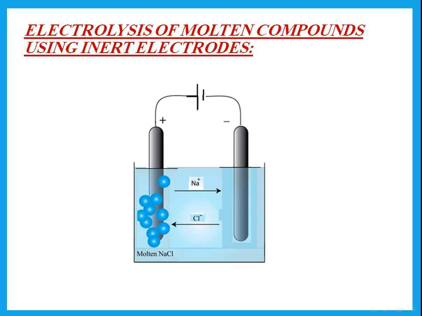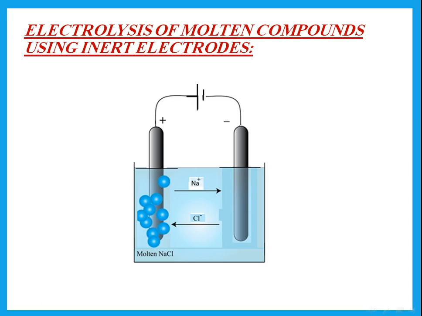So as a result of all of that, chemical reactions will occur. So let us see what happens when we do electrolysis of, for example, molten sodium chloride. Again, remember, molten means the solid is heated until it melts.